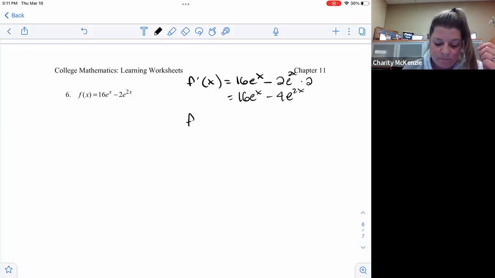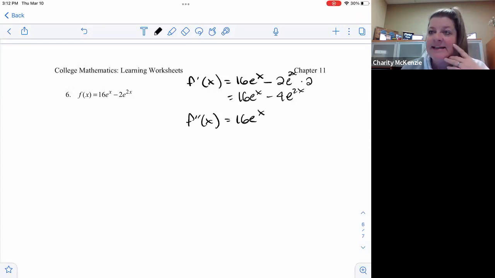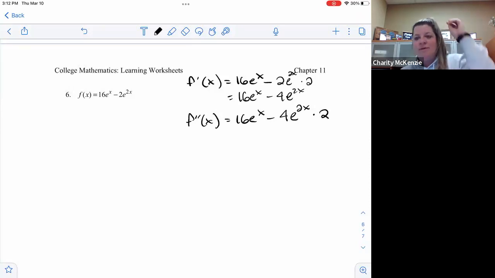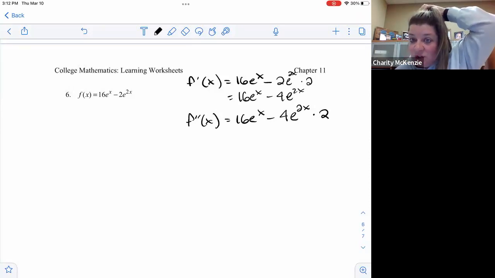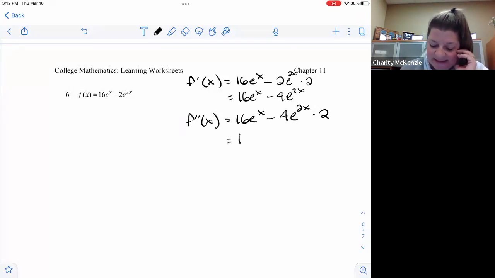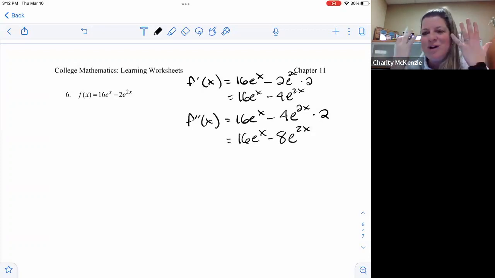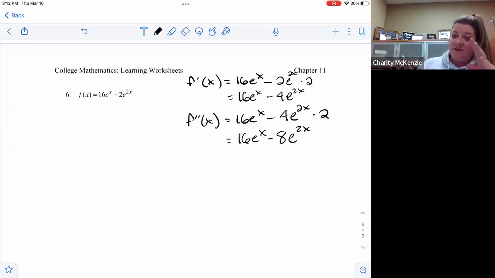Derivative again. Okay, so 16e to the x stays 16e to the x. But over here, we're going to multiply by another 2 because the derivative of the exponent there is 2. So when we simplify this, it's 16e to the x minus 8e to the 2x. That 8 will be missed by a lot of people because with 2x, we don't notice, it's not just x. We have to do the derivative of that and multiply it outside. Okay, so this is our second derivative.